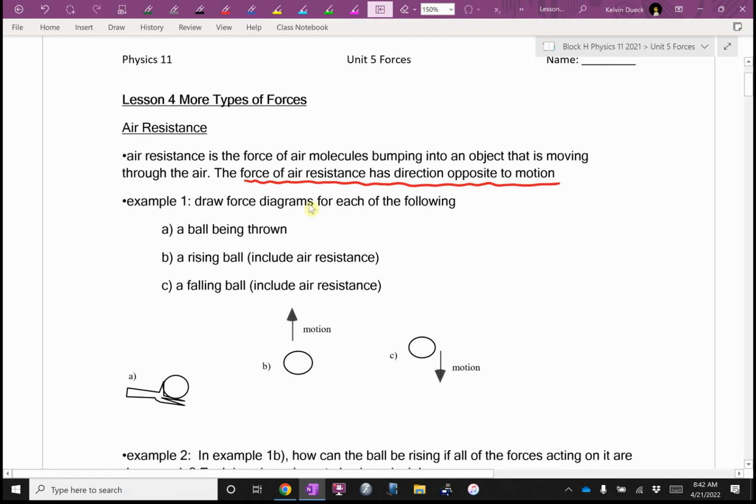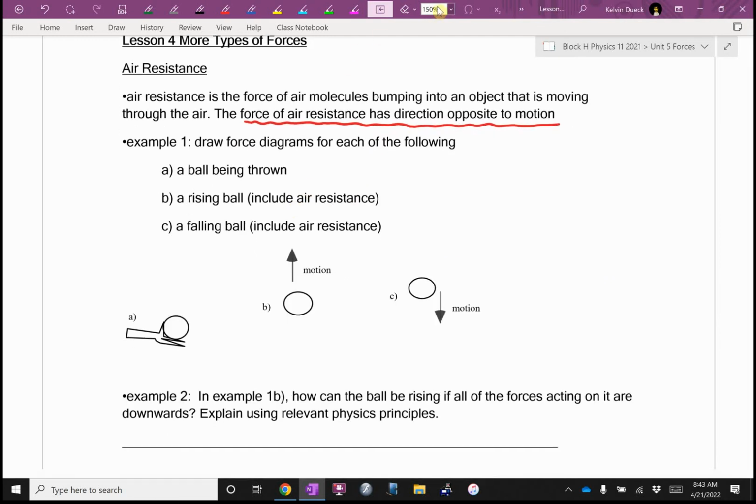Draw free body diagrams for each of the following. So we have 3 situations. A ball being thrown, and what I mean by that is while it's in my hand on the way up before it leaves my hand. Situation B is on the way up, right there on the way up. And situation C is on the way down, right there on the way down. Okay? Let's draw some free body diagrams.